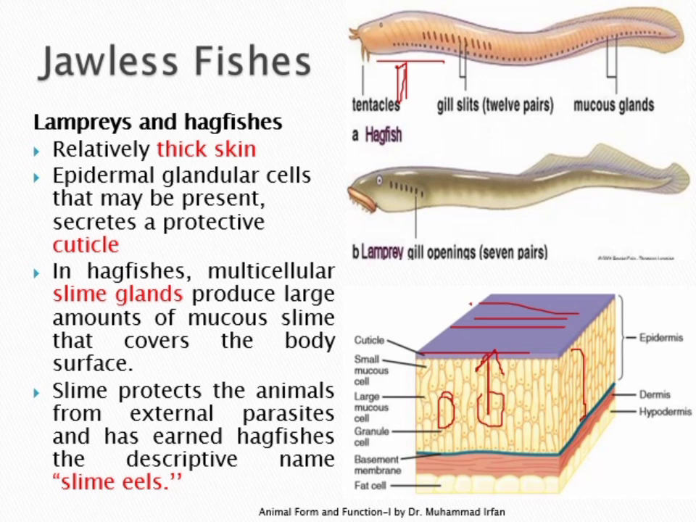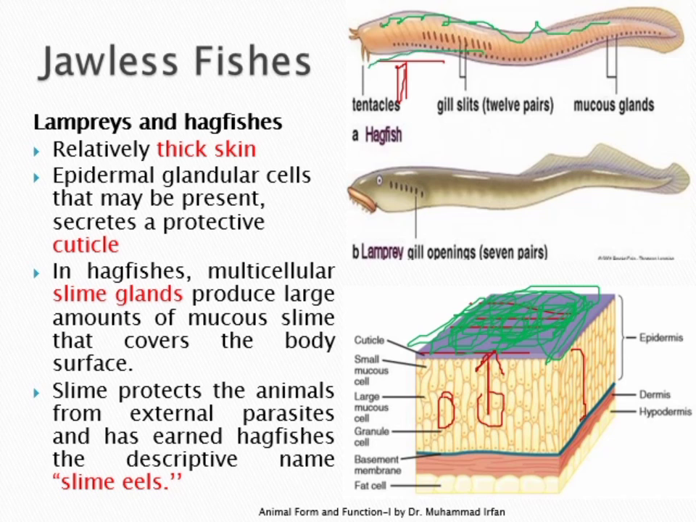So this slime is made up of mucus, and we know the mucus is actually polysaccharides that absorb water and give the slippery condition, or the gum-like or jelly-like condition, or slimy condition on the surface of the body. So this slime protects the hagfishes from external parasites, and it gives them their name, that is the slime eel. So hagfishes are called slime eels due to the presence of a slimy cuticle on their surface.